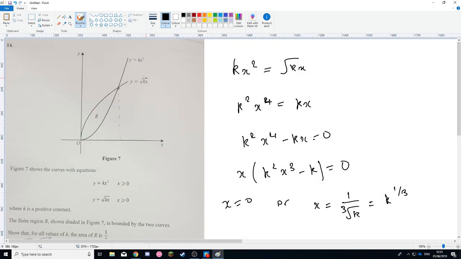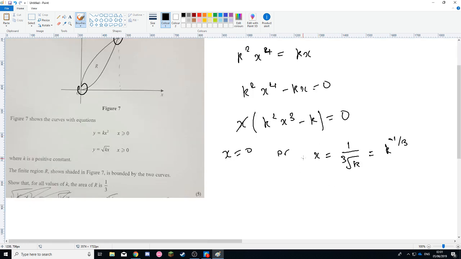So basically, what I'm trying to do is find the point where they meet. The point where they meet is when their y values are the same. kx squared is equal to the square root of kx. Squaring both sides: k squared x to the 4 is equal to kx. Taking both to one side and factoring out an x, we already know one of the solutions is x equals 0, so we can ignore this essentially. The remaining polynomial is k squared x cubed minus k is equal to 0. Rearranging to make x the subject gives you k to the minus a third.